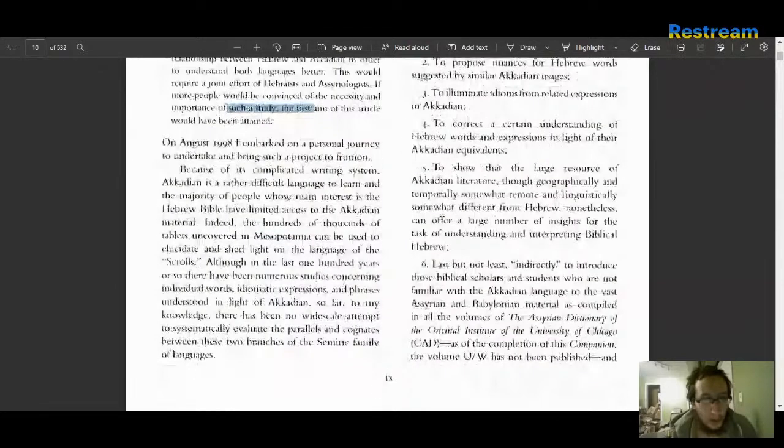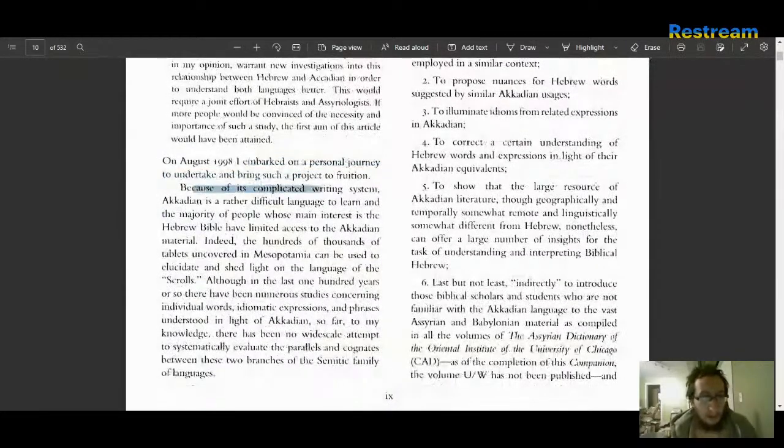So the author of this book that I'm going through, his name is Haim. He said he embarked on a personal journey to undertake and bring such a project to fruition. Because of its complicated writing system, Akkadian is a rather difficult language to learn, and the majority of people whose main interest is the Hebrew Bible have limited access to the Akkadian material. Indeed, the hundreds of thousands of tablets uncovered in Mesopotamia can be used to elucidate and shed light on the language of the scrolls. Oh, by the way, we talked before about how if Hebrew was the original language, we should be seeing evidence of it.